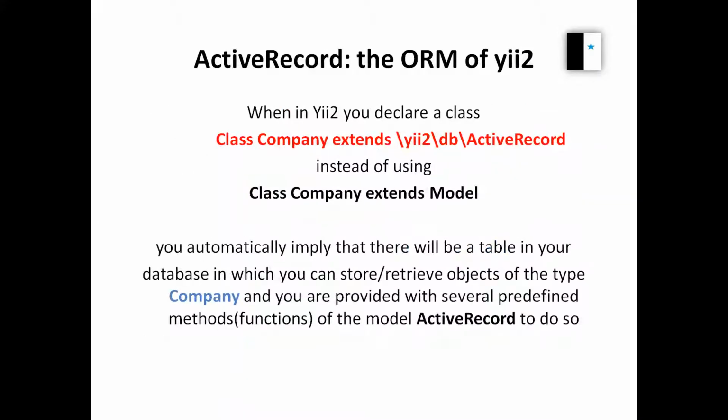So what is the ORM of Yii2? The ORM of Yii2 is actually called ActiveRecord. And when in Yii2 you declare a class as class company, for example, extends yii\db\ActiveRecord, instead of using class company extends Model, as we have done in the previous lecture, what you imply is that there will be a table in your database in which you can store and retrieve objects of the type company, and you are provided with several predefined methods of the model ActiveRecord to do that.